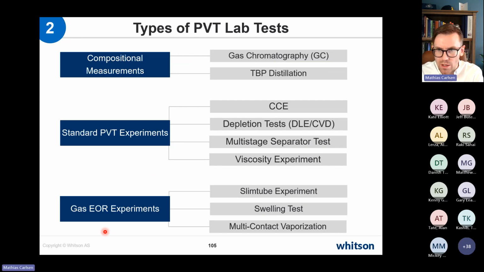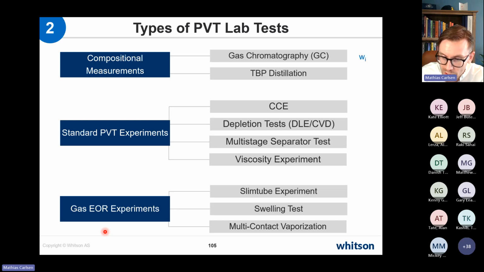On a broad basis, it's some compositional measurements, and then we have a bunch of standard PVT experiments. And then if you want to go very complicated, we also have gas EOR experiments that are more exotic and used to study gas EOR processes. So we start with the compositional measurements. There are two different options that we can do. The so-called GC measurement is the most standard way of measuring a composition.